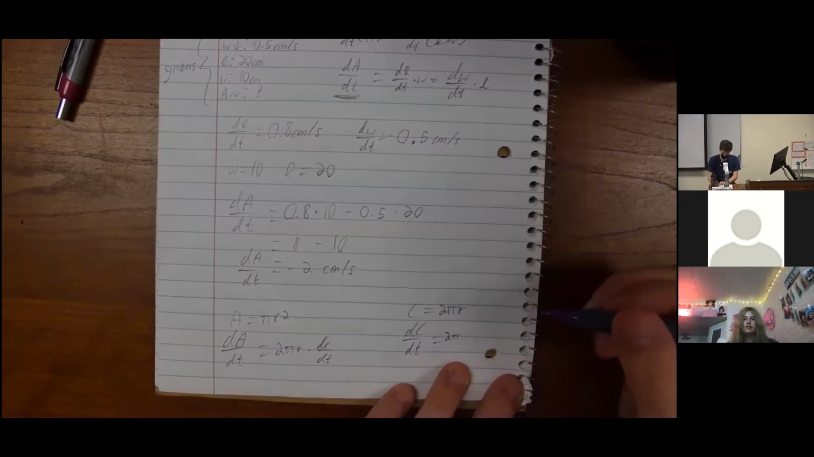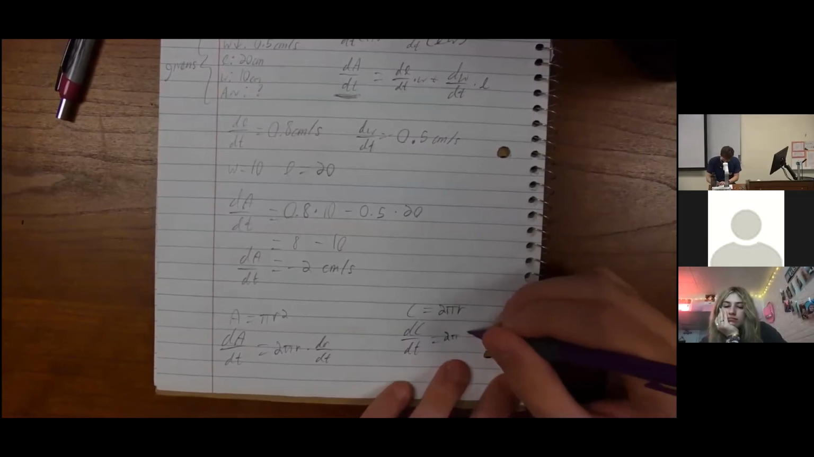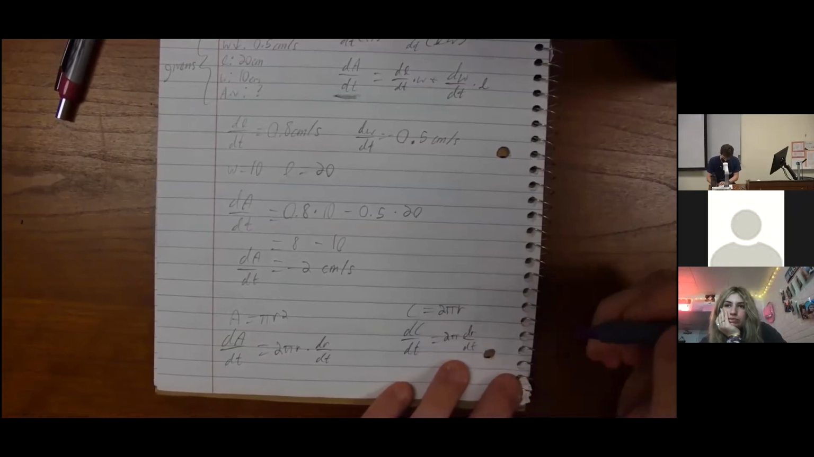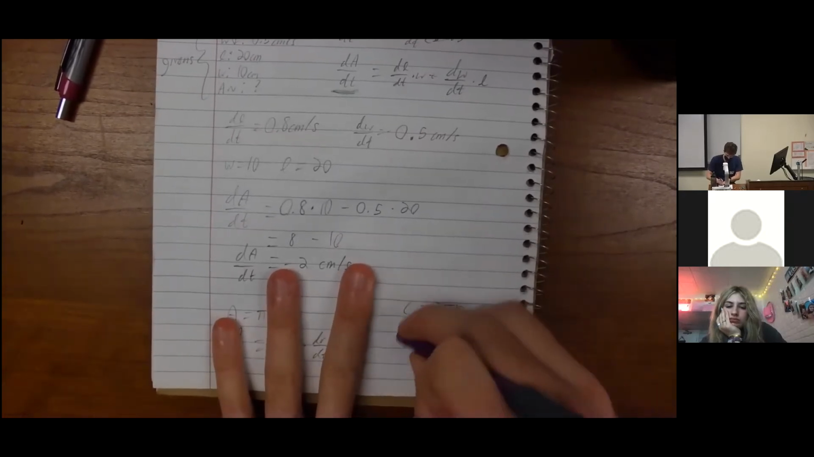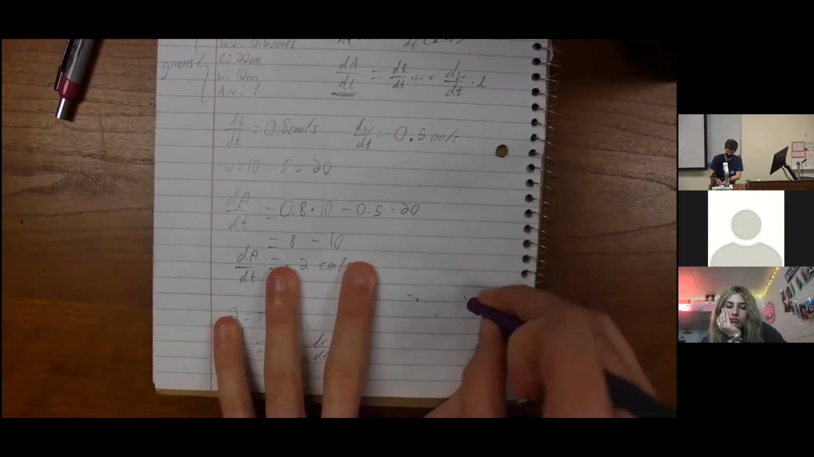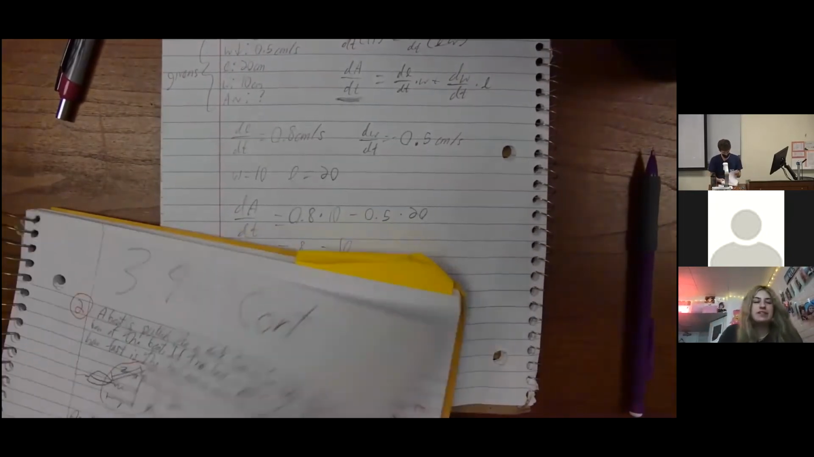I think it's just dr by dt, and then it doesn't matter how long the radius is. But I mean, that doesn't matter. I want to check if those are right. What I'm saying right now, no, but it's making sense.